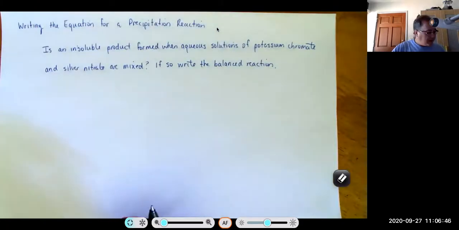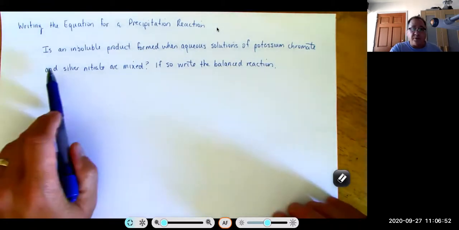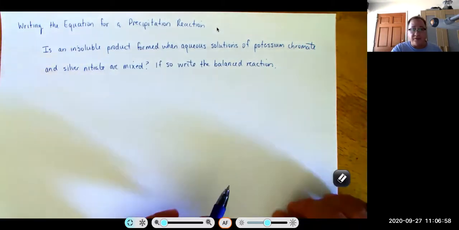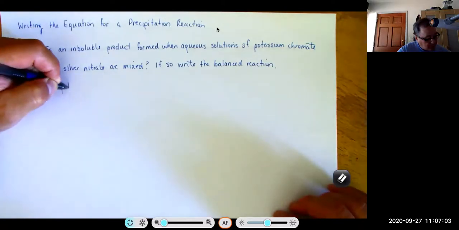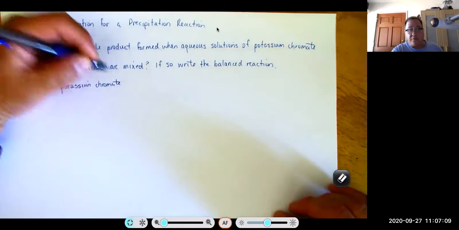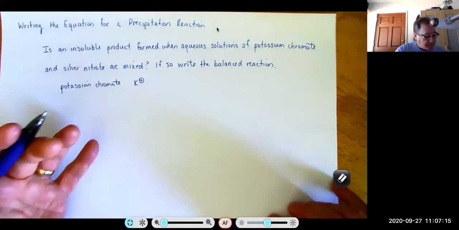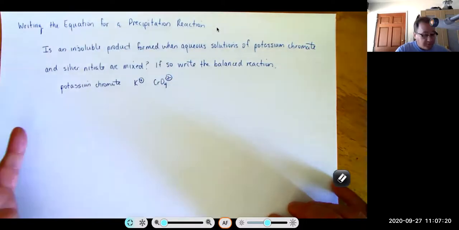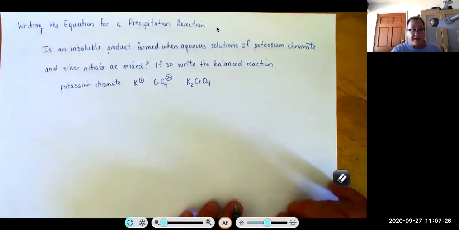So we're going to start right off with writing the equation for a precipitation reaction. Is an insoluble product formed when aqueous solutions of potassium chromate and silver nitrate are mixed? If so, write a balanced reaction. So for potassium chromate, we have to figure out what the formula is. We know that a potassium ion is K+, and we can look up the formula of a chromate ion, and it's -2. And the formula, therefore, is K2CrO4, and that's potassium chromate.